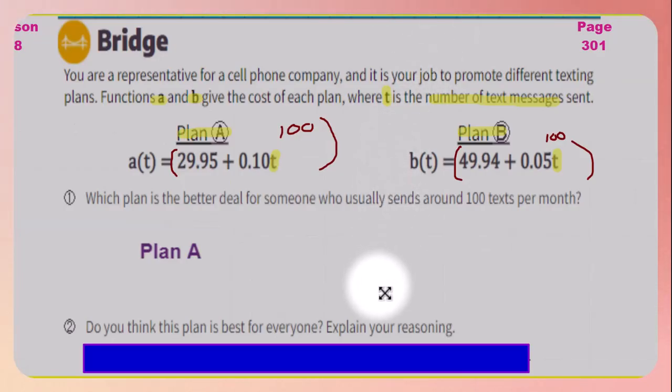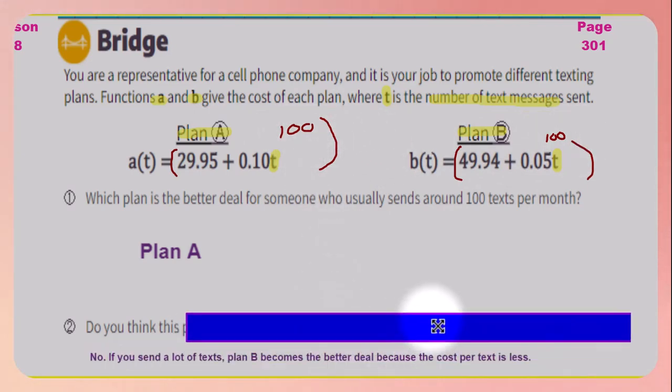Now I'm going to ask you to look at that and answer this question. Do you think this plan is best for everyone? Explain your reasoning. So there's no right or wrong here. This is just a chance for you to put an initial response. If you say, yes, I think that plan's better for everyone, maybe we didn't go high enough. What if we have 1,000 text messages, or 500, or even 200?